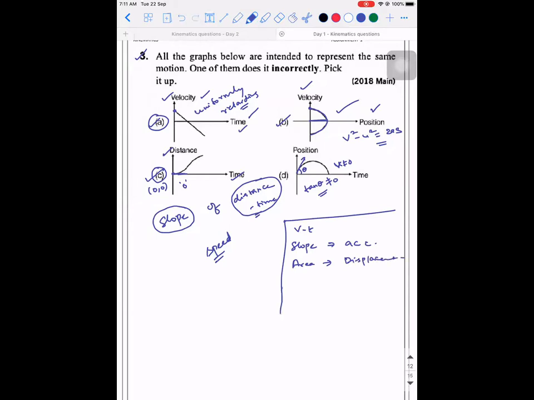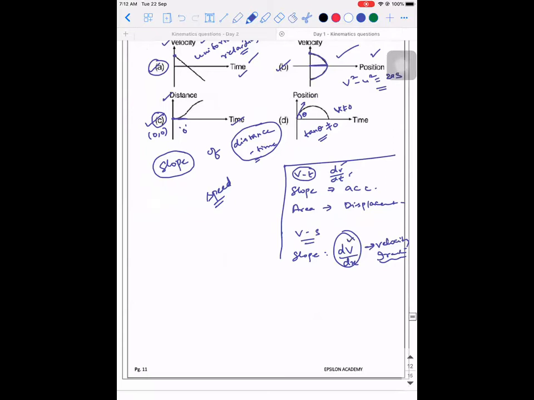Similarly, for a velocity position graph, is there a concept of slope? So if there is a concept of slope, then how will you write it? See, for a velocity time graph, slope is dv by dt, means derivative of y with respect to x. Velocity gradient. It's called velocity gradient, but that's a very, very rare question. Nobody asks it. Gradient is another name for slope. Have this in your mind. Velocity gradient means if the velocity is changing with respect to distance, call it a velocity gradient.